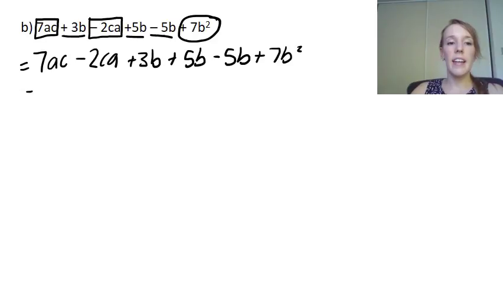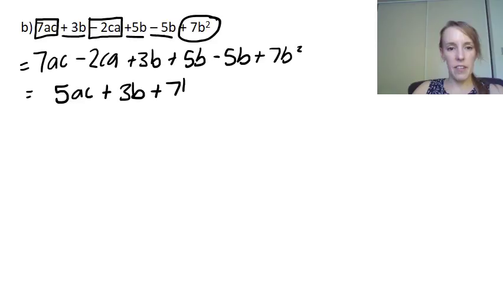From there, I can simplify with my like terms. So 7ac, take 2ca, will give me 5ac. It doesn't matter what order I write the a and the c in. I could write it the other way around and that's still correct. Plus 3b plus 5b gives me 8b. Take 5b will give me 3b. And plus 7b squared. From there, I'll just have to leave that answer because I can't simplify it further, because those are not like terms.